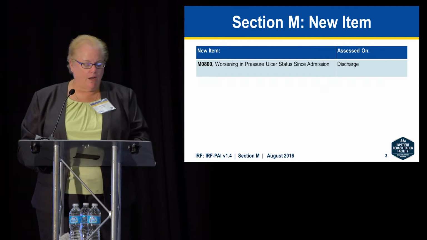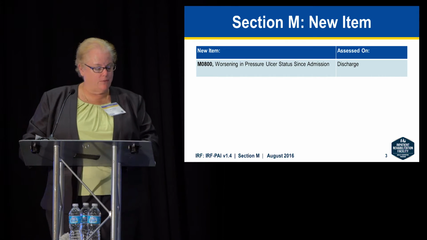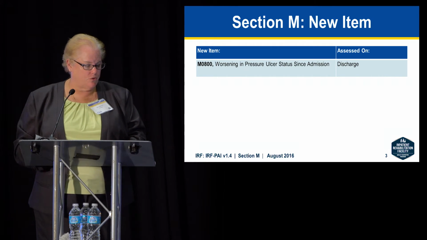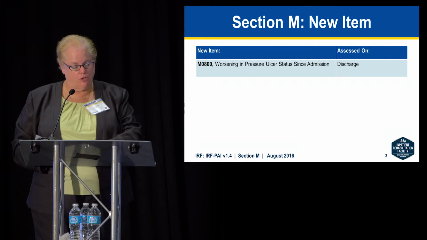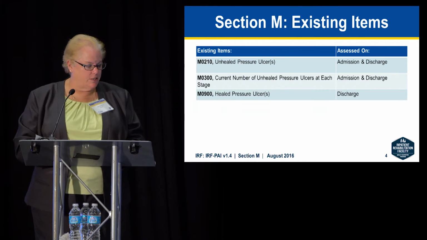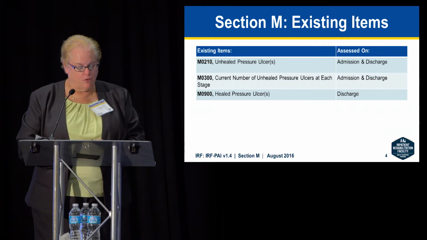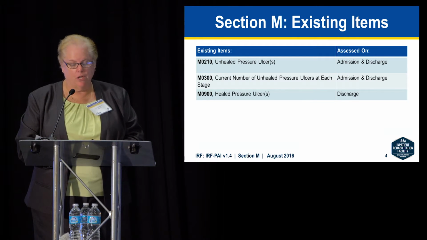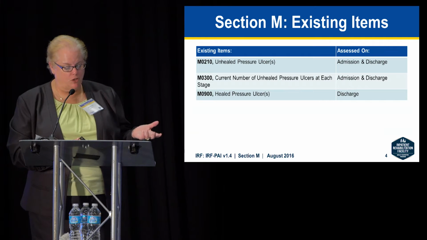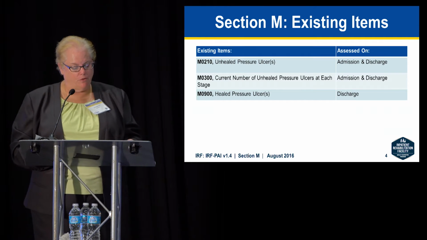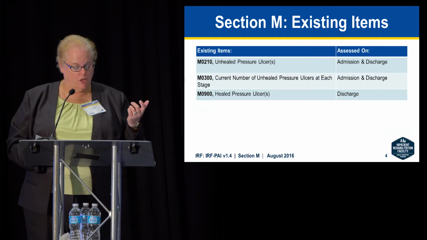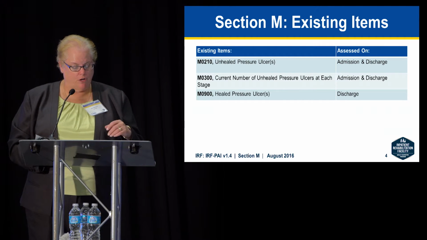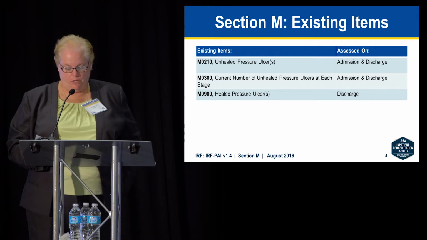So Section M, new items. It's M0800, worsening of pressure ulcers since admission. And this is assessed on the discharge assessment. Some of the existing items that you're already doing, M0200, unhealed pressure ulcers. Those are assessed, again, on admission and discharge. M0300, current number of unhealed pressure ulcers, again, at admission and discharge. And M0900, healed pressure ulcers, which is done on discharge.